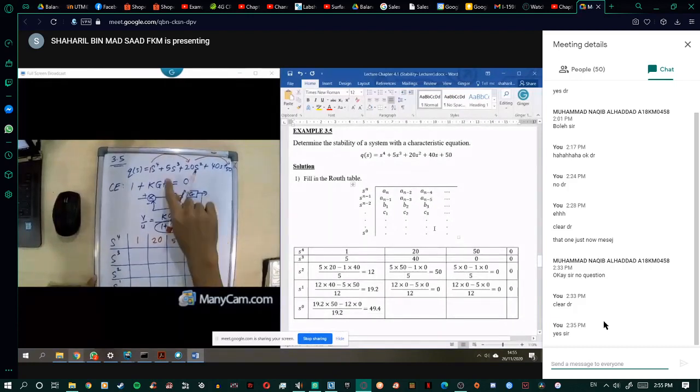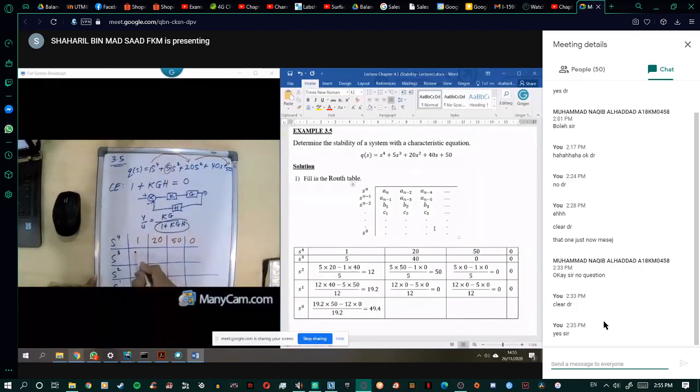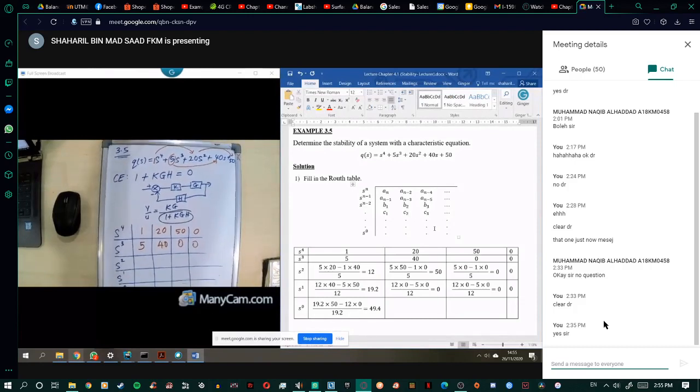For the s to the power of 3 row, look at this one, 5. So put 5, and then after that 40. Then of course 0, 0. Done.